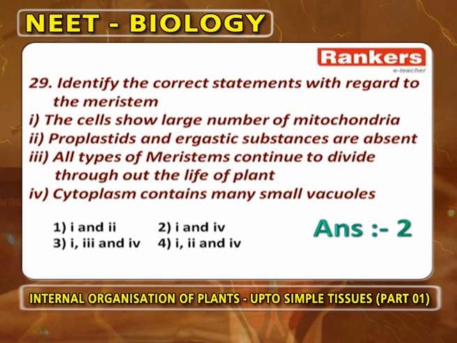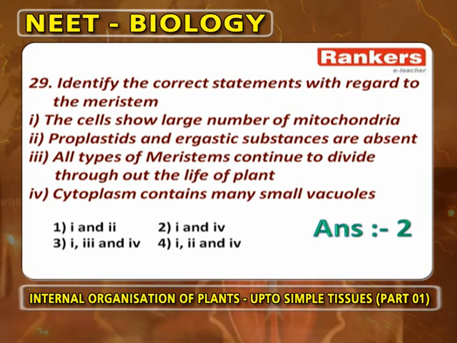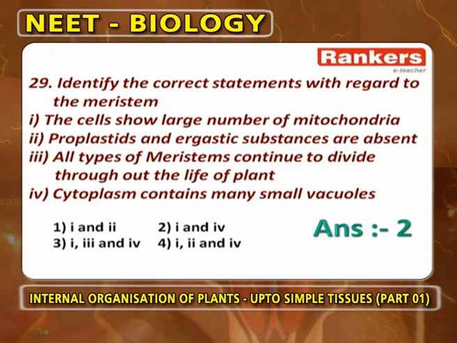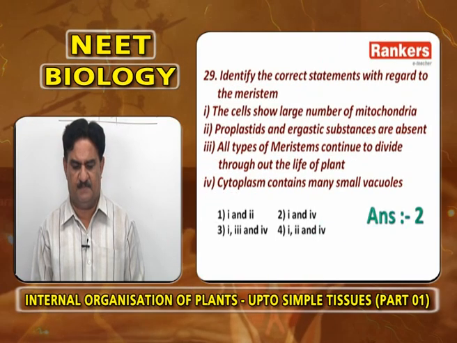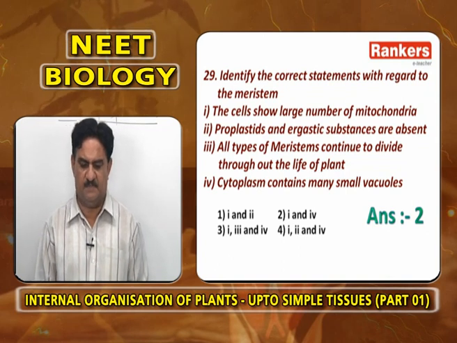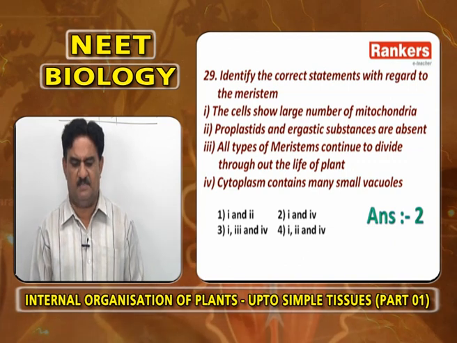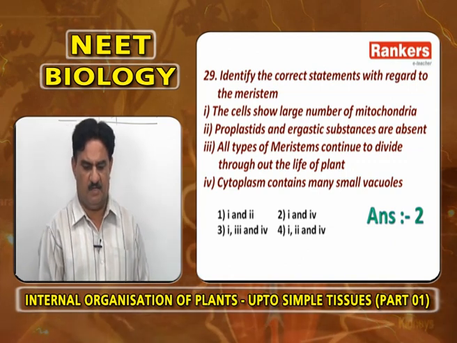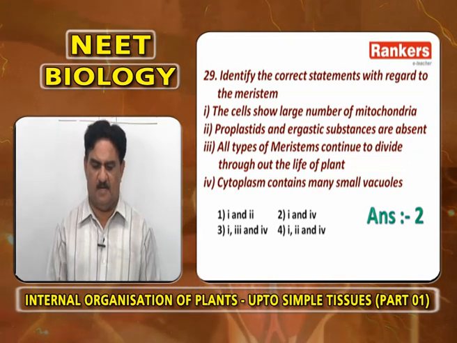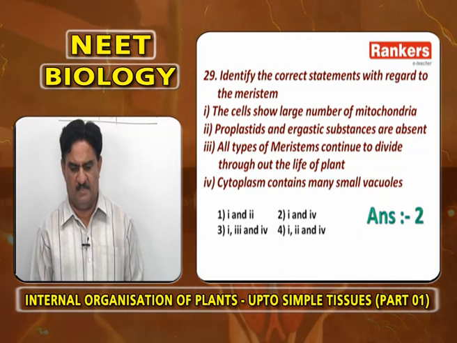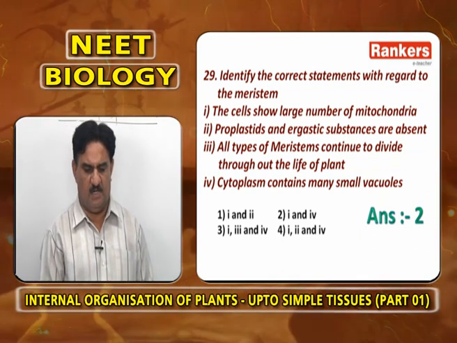Identify the correct statements with regard to meristems. The cells show a large number of mitochondria is correct. Protoplast and ergastic substances are absent. Proplastids and ergastic substances are absent is correct. All types of meristems continue to divide throughout the life of a plant is wrong. Cytoplasm contains many small vacuoles is also correct, but the perfect answers are: the cells show a large number of mitochondria and proplastids and ergastic substances are absent. So the answer is 1 and 4.